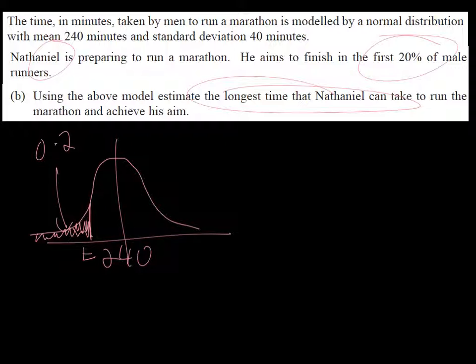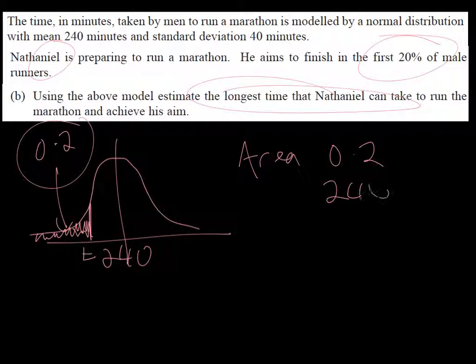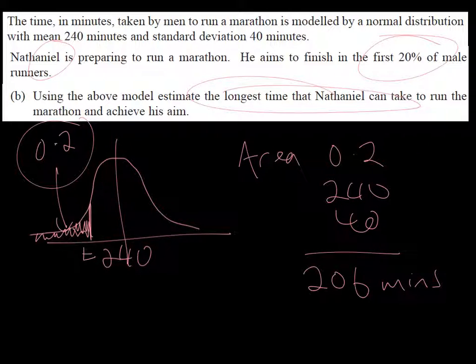This is the inverse normal distribution, so you're going to go to your calculator. The area is always the area to the left. Here it's not a problem because quite clearly we can see the area to the left is going to be 0.2. The mean is 240 and the standard deviation is 40. If we substitute that in, that is going to give us an answer of 206 minutes is the slowest time that he could run and still be in the top 20%.